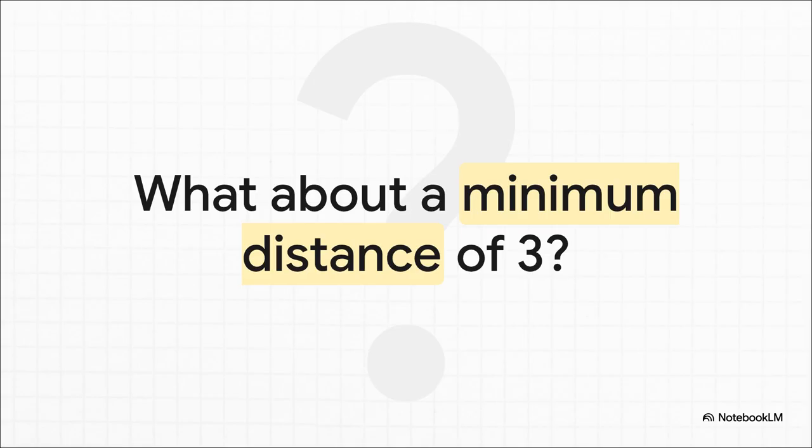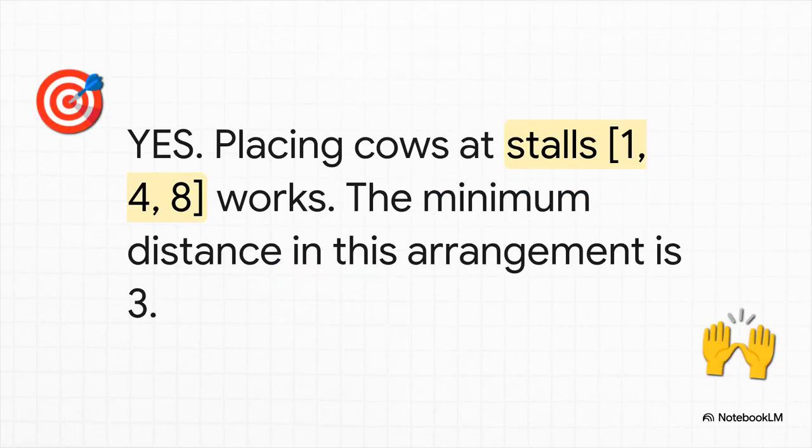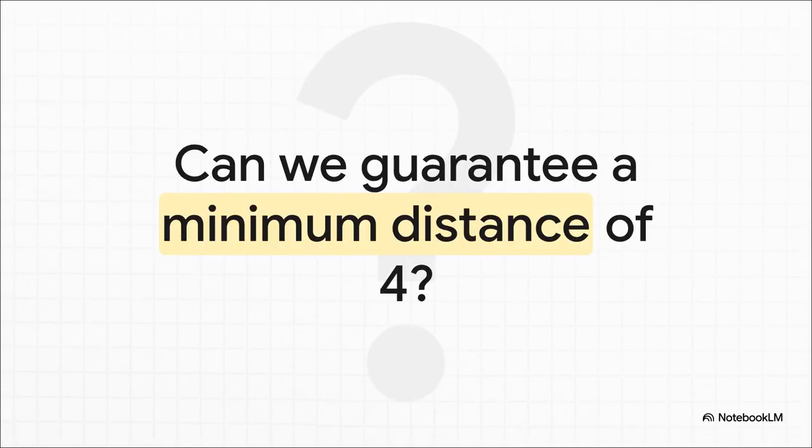Let's be more ambitious. Can we get them all at least 3 units apart? Yes, we absolutely can. If we place the cows at stalls 1, 4, and 8, well, the distance from 1 to 4 is 3, and the distance from 4 to 8 is 4. The smallest gap here is 3. So yes, it's possible. And that's a much better answer. All right, 3 works. You know what's next. We gotta push our luck.